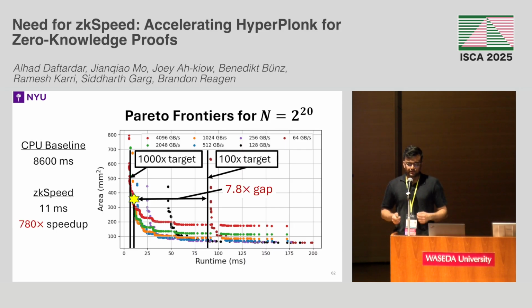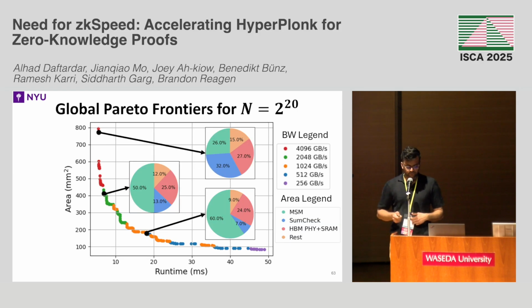For our comparison that we highlight, we pick a design that's roughly ISO CPU area. And in this design, we add higher memory technologies. We use, for example, 2 terabytes per second of HBM bandwidth. And this incentivizes higher resource allocation to the sum-check units. And this allows us to improve the performance another 7.8x over the 100x target.